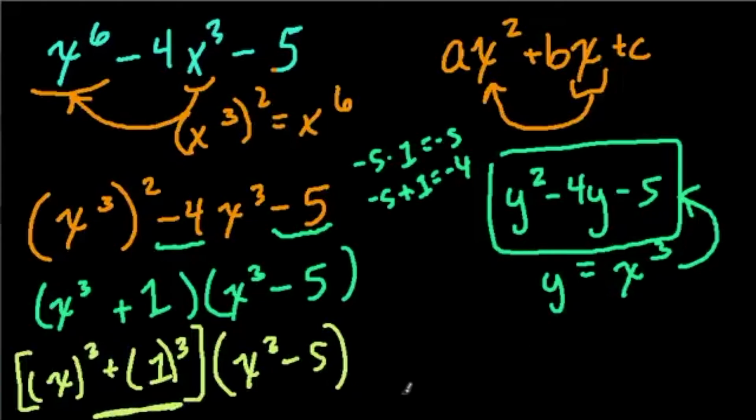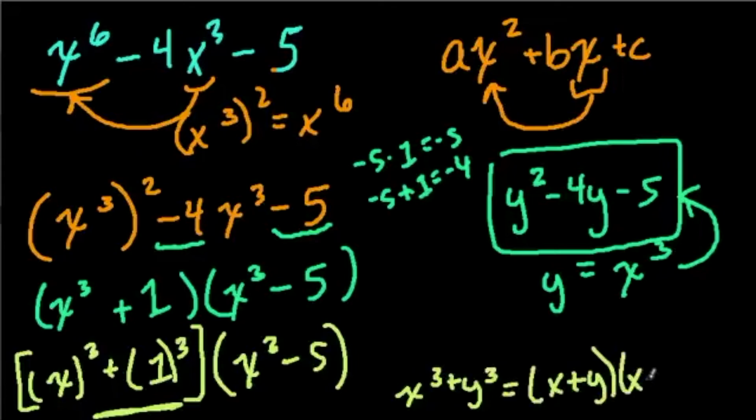I'm rewriting this because now we can see that this is the sum of two cubes. If you remember the formula for the sum of cubes, it's x cubed plus y cubed, which can be rewritten as x plus y times x squared minus xy plus y squared. There are many ways to remember this. You can test out these combinations, do the long multiplication, and see that it works. But here I'm just using this fact to keep going forward.